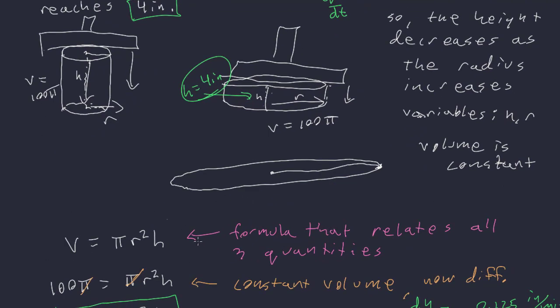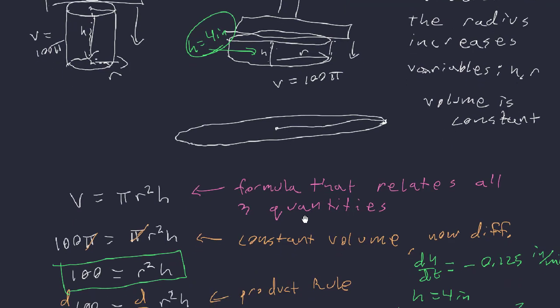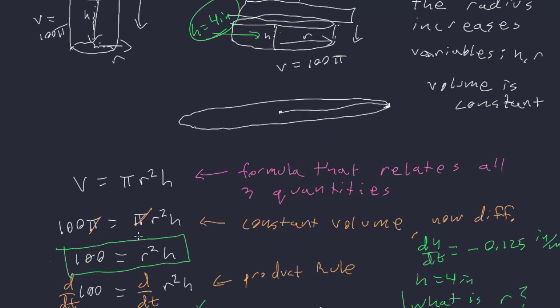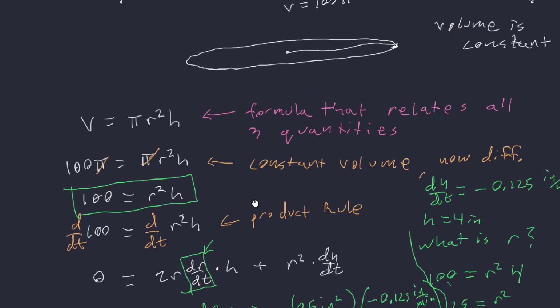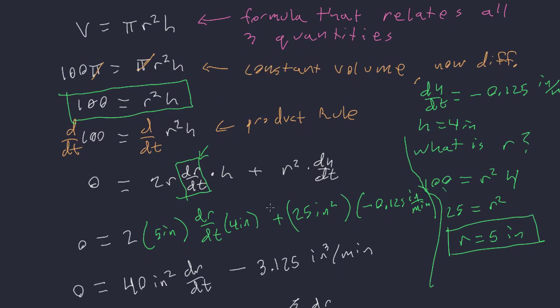Then I start with a formula that relates everything, right? Plug in my constants, let everything else stay a variable. Then we differentiate. Then we plug in what we have, find anything that we don't have, and solve for that final rate.